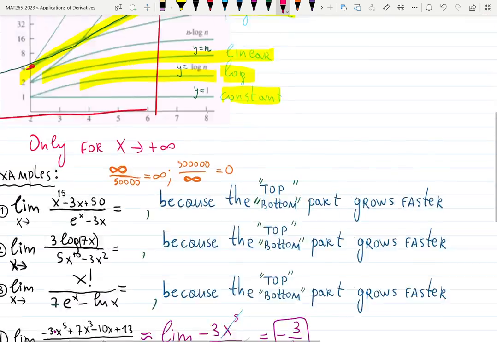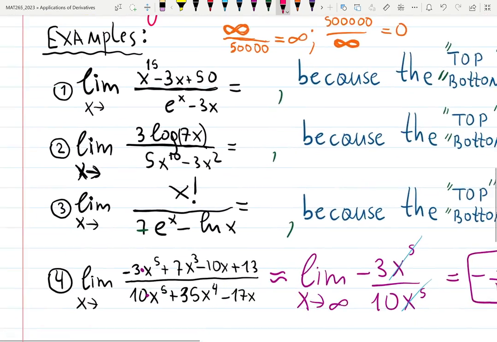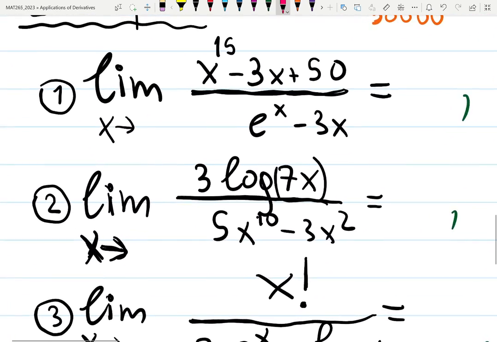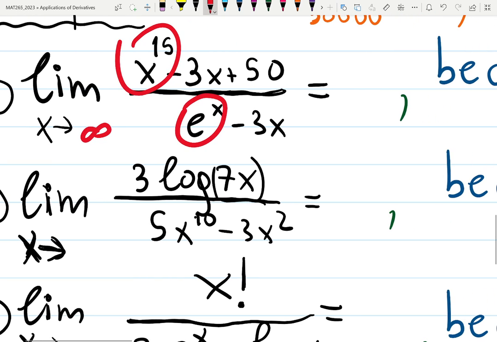So with this in mind, can you tell me really fast the answers to these questions? You can. Let's see. Only at infinity, though. If I put 0 or if I put 2, that's not going to work. At infinity, find the leader of each side. The leader of the top is what? X to the 15 is the fastest. We can ignore everything else. 50 is a constant. Minus 3x is a line. Who cares? X to the 15 is the one. The bottom has a leader, e to the x. Which one is it? Who wins?